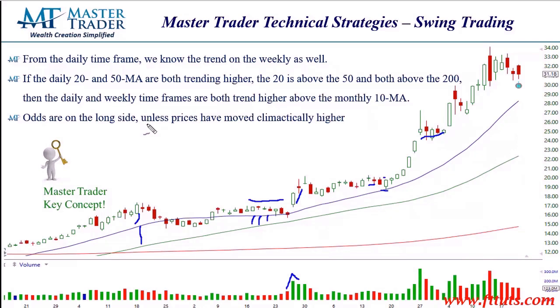Lastly, odds are on the long side unless prices have moved up climactically. What is climactic? Far away from the 20. Moving averages are separating apart. And over time, as you look at charts, you'll see that some stocks move much further than others. So you can say, well, percentage-wise, is that a guide? It can be, but I've seen many stocks move much more percentage-wise than others. So you'll learn what's climactic, and just this picture right here is what I would call maybe pre-climactic.